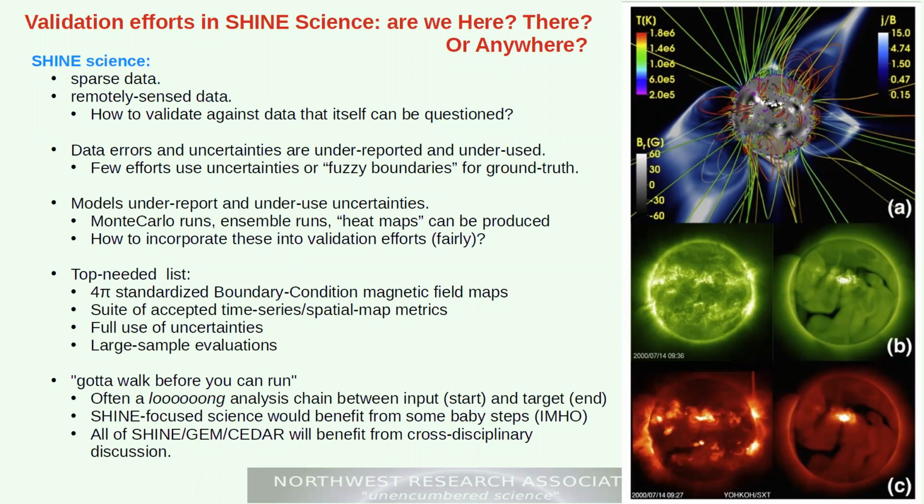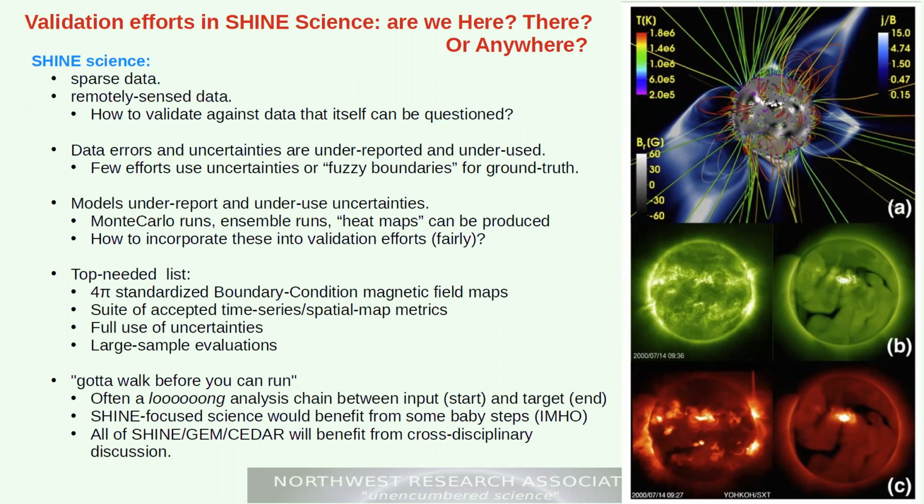Models also, it's not just data. Models underreport their uncertainties. If you change your boundary condition, your boundary input, by a little bit, what happens to your model? Let's talk about this. How to incorporate these into validation efforts fairly. Again, you don't want to unfairly penalize models, but you really need to understand how sensitive they are to the uncertainties in the data that are coming in to drive them.